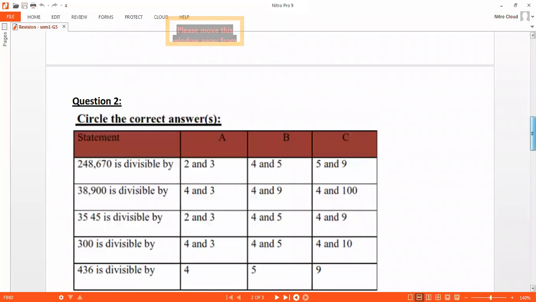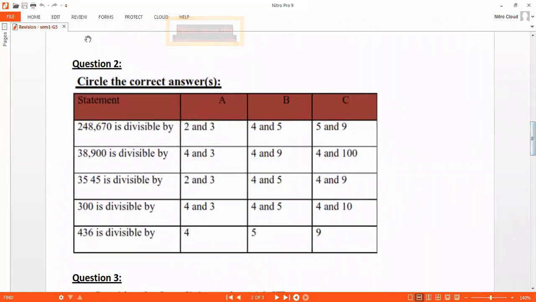Now let us start with question number 2. And here we have a table. We have a number and we need to check what this number is divisible by. So first of all, as you can see, the ones digit is 0. So it's divisible by 2, and it's also divisible by 5, right? Let us still check if it's divisible by 3, by 4, by 9.